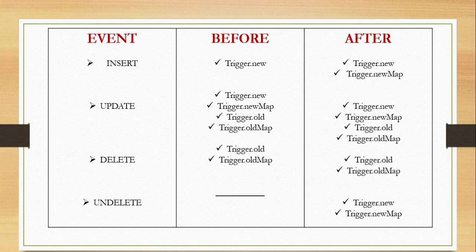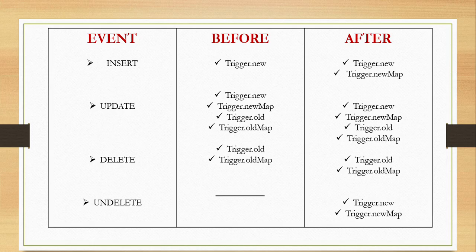In the update event, in before we should use trigger.new, trigger.newMap, trigger.old and trigger.oldMap. And in after, trigger.new, trigger.newMap, trigger.old and trigger.oldMap. And in the delete event, in before trigger.old and trigger.oldMap, and in after trigger.old and trigger.oldMap.